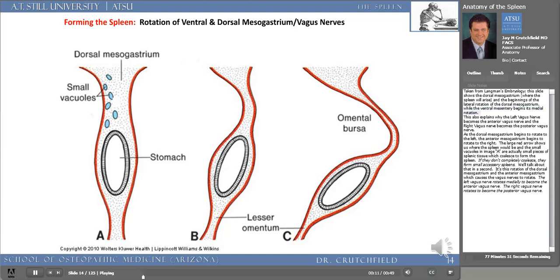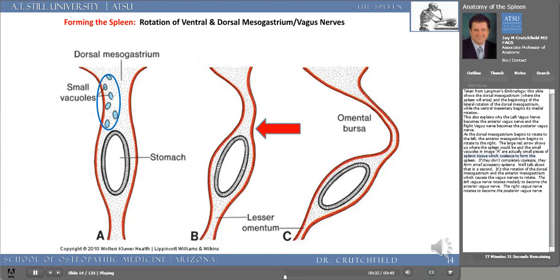The large red arrow shows us where the spleen would be, and the small vacuoles in image A are actually small pieces of splenic tissue which coalesce to form the spleen. If they don't completely coalesce, they form small accessory spleens. We'll talk about that in a second.